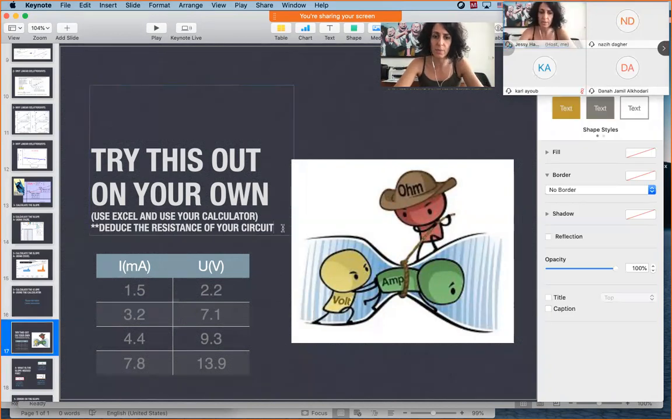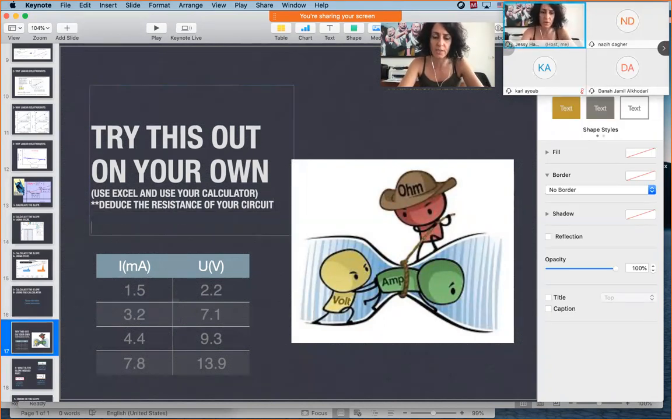So it's U equals R times I. We just did it, didn't we? So this one could be your y-axis, this is your x-axis, and this can be your slope. All right, think about it.